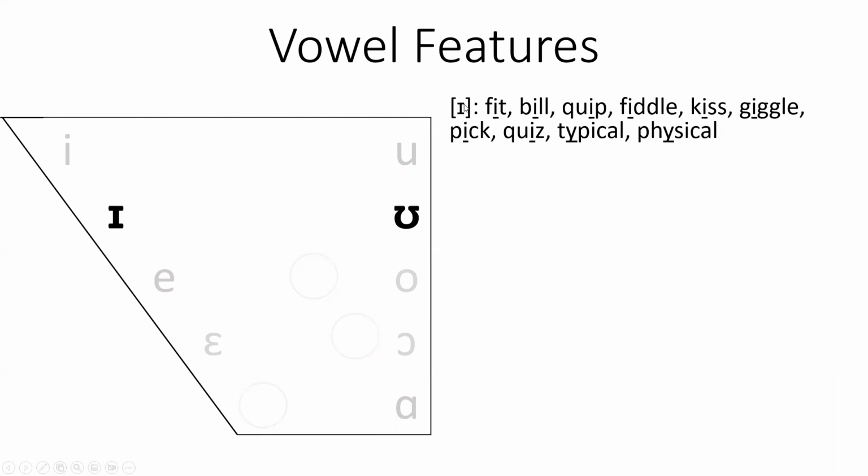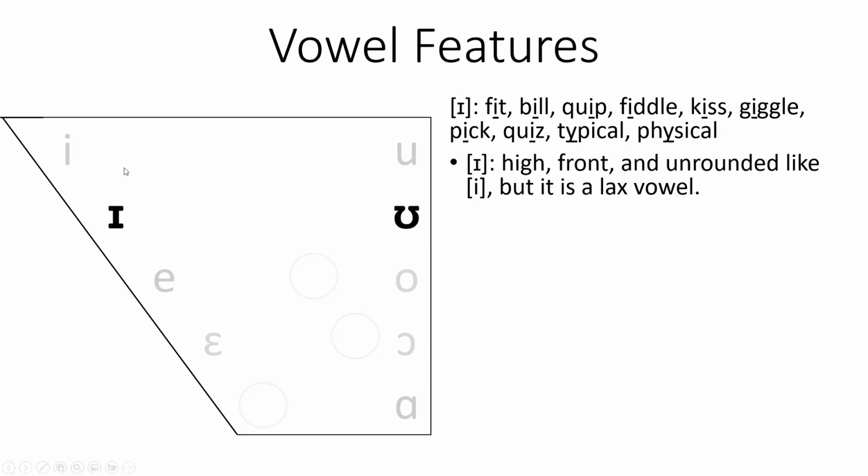So we hear this sound in fit, bill, quip, fiddle, kiss, giggle, pick, quiz, typical, and physical. They're all represented by the letter I. Some of them do end up with a Y. We talked about how there were some exceptions with Y in class last time. So that is our I sound.